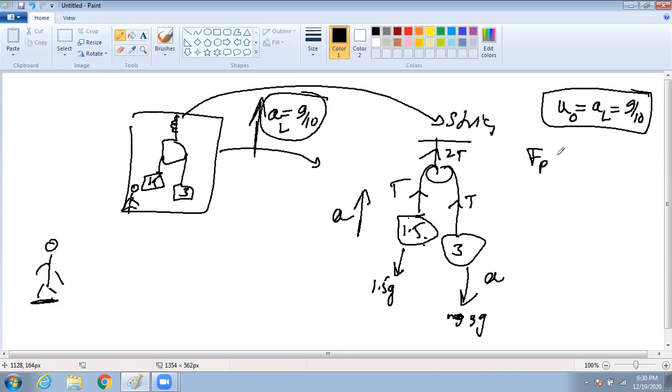Clear? So your pseudo force will be: first this one will be 1.5 into g by 10, and for this one it will be 3 into g by 10. So it will be 1.5 into L, and here 3 into L. Any doubt till now? Clear till now?